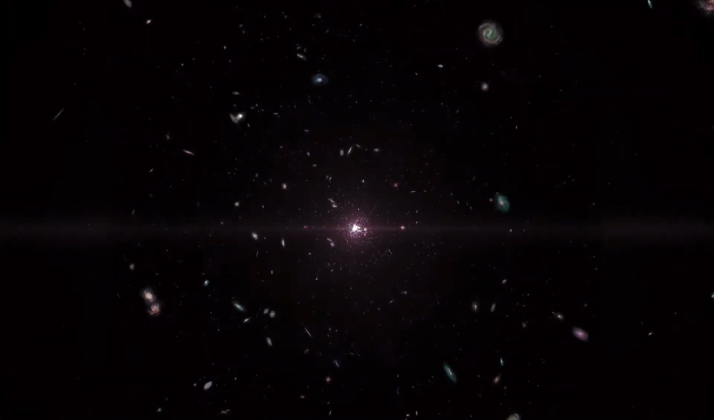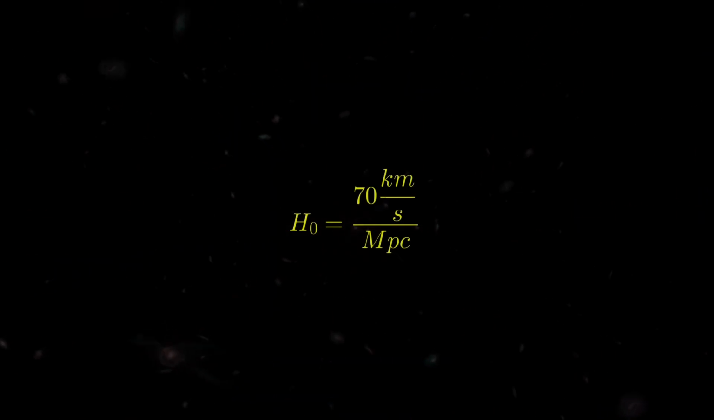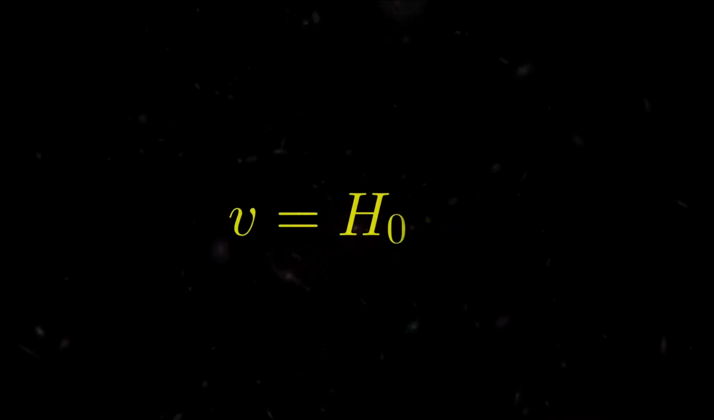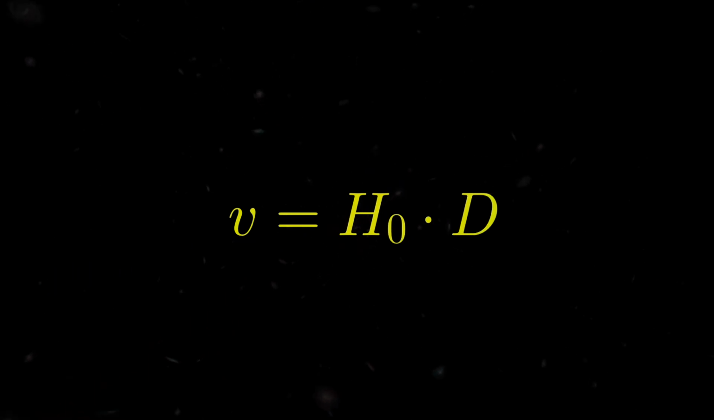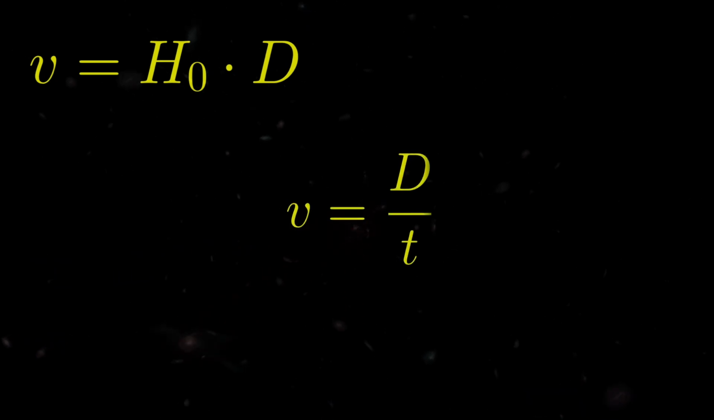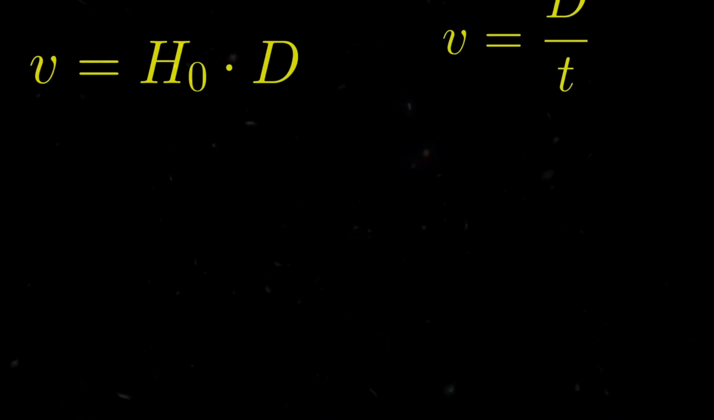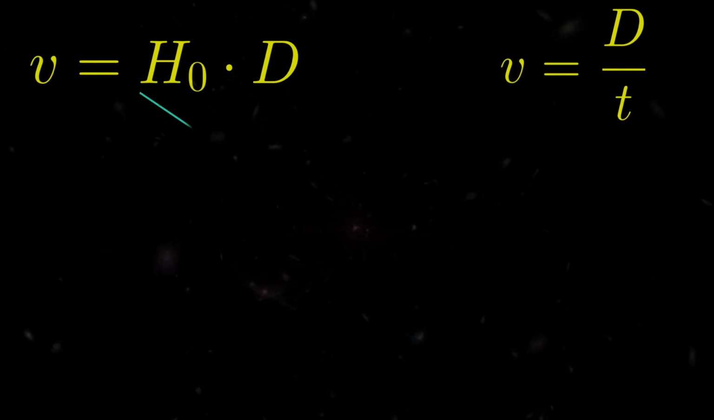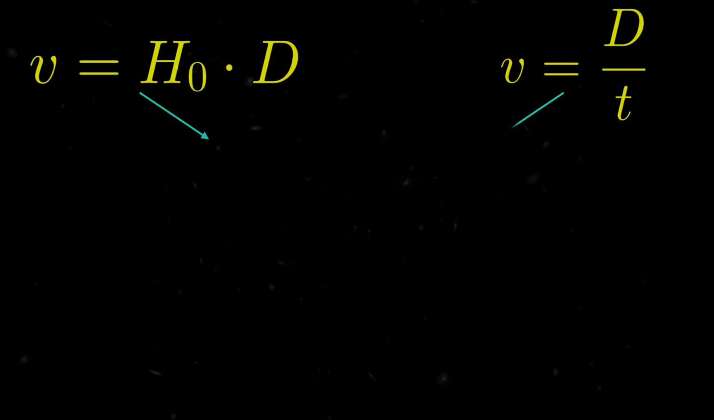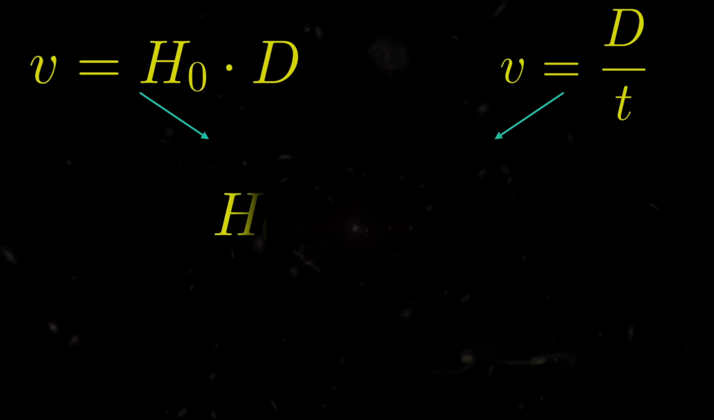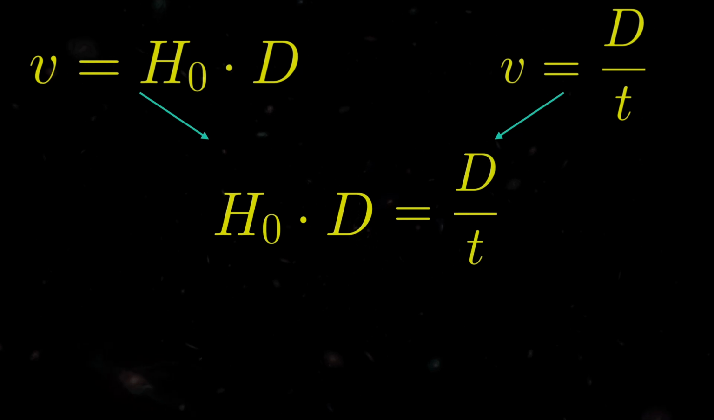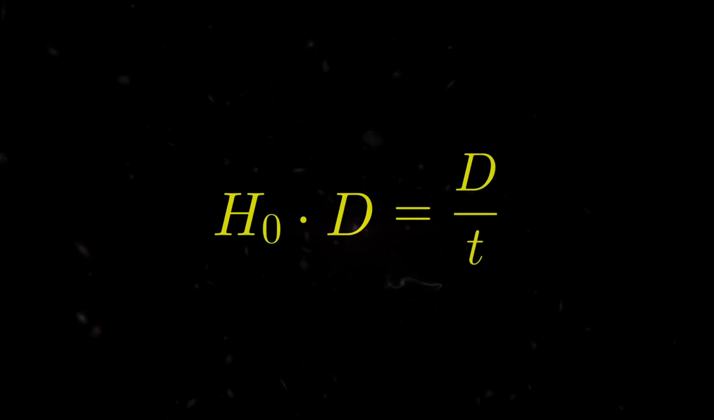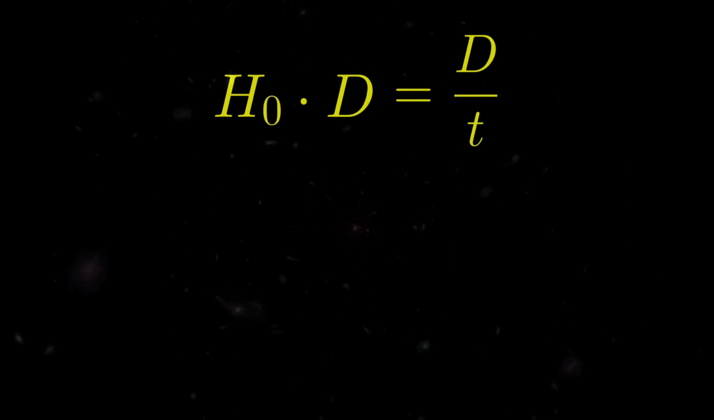So the data tell us that galaxies move away from us with an increasing speed of 70 kilometers per second every megaparsec. The velocity of a galaxy at a distance d from us is the Hubble constant multiplied by the distance d. At the same time, the velocity is defined as the distance traveled divided by the time needed to travel that distance. Here we assume that the expansion of space has been happening at a constant rate in the past. So Hubble times distance is equal to distance over time. We can drop the distances and we will find out that the time is 1 over Hubble.